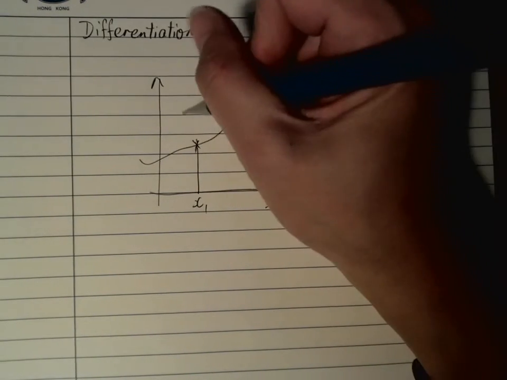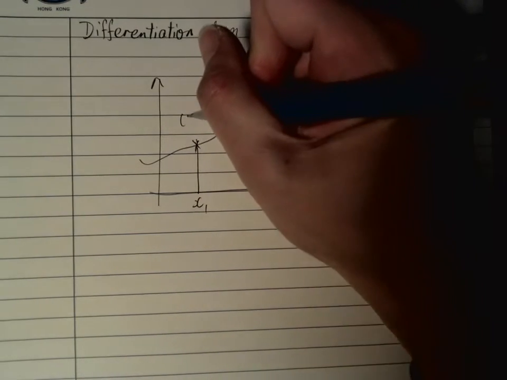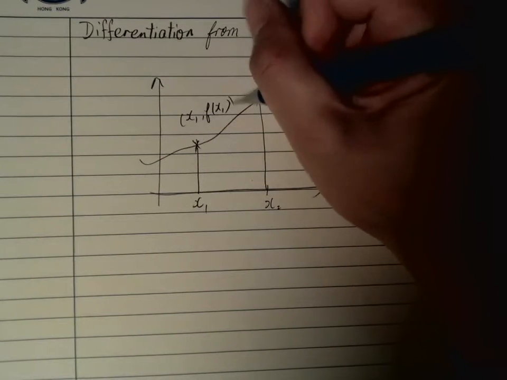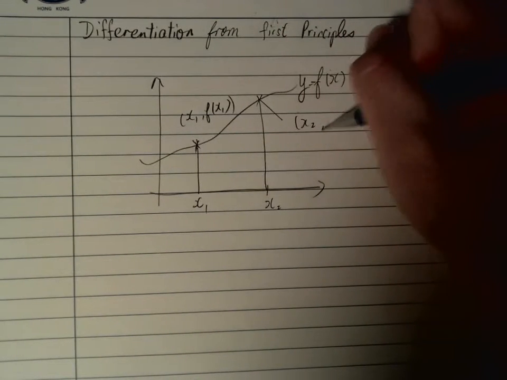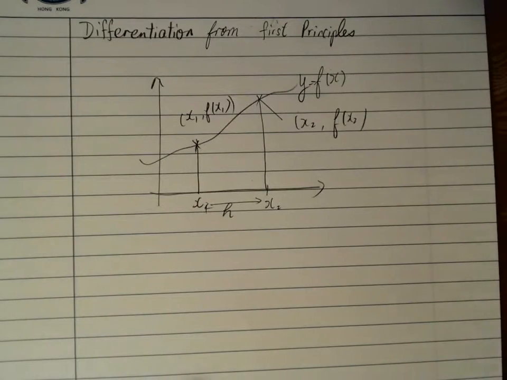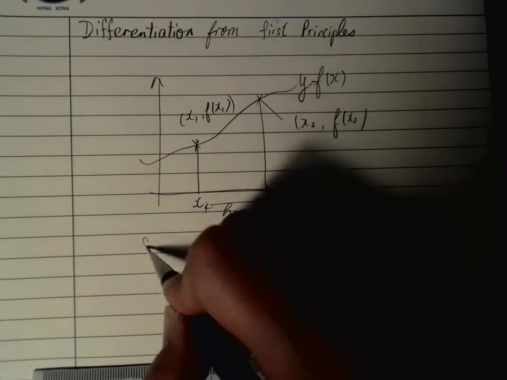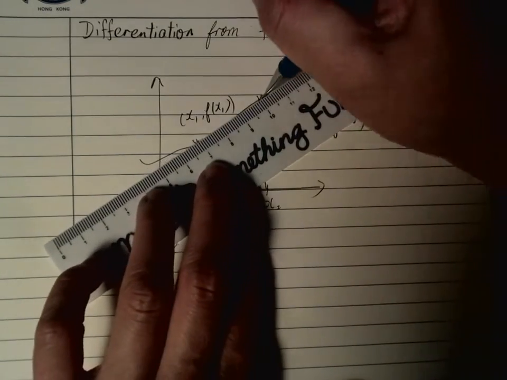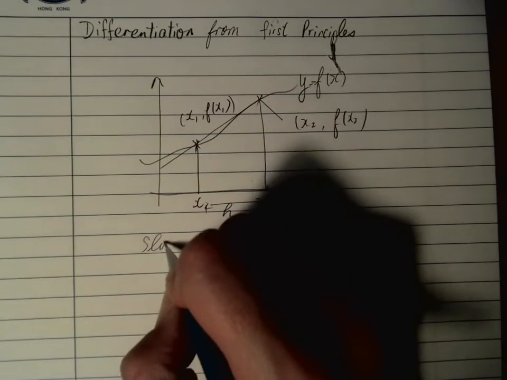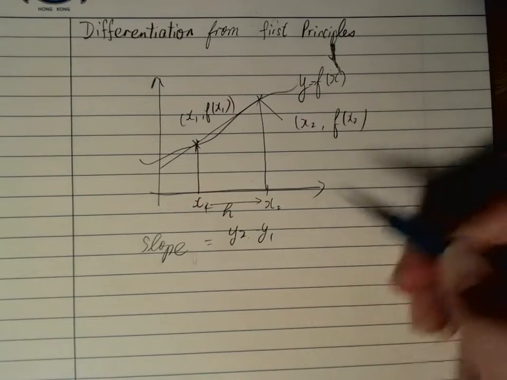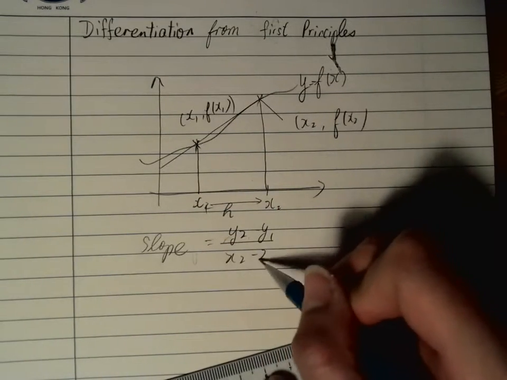The points will be (x1, f(x1)), because there's a function there, we can calculate the point. And this point is (x2, f(x2)). Given that the distance here is h, the slope of the line will be equal to y2 minus y1 over x2 minus x1.